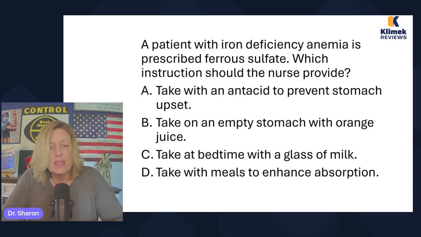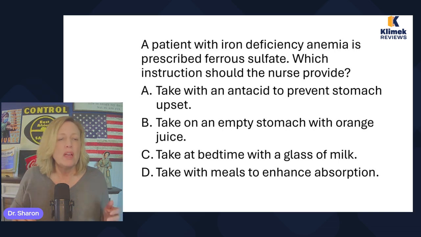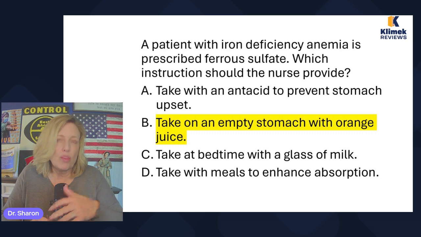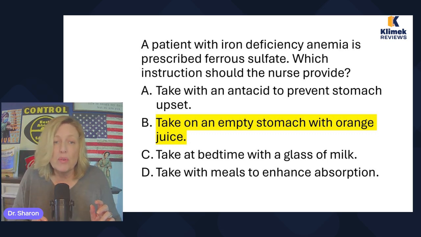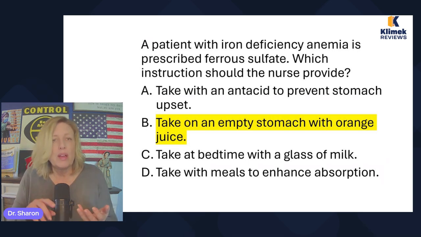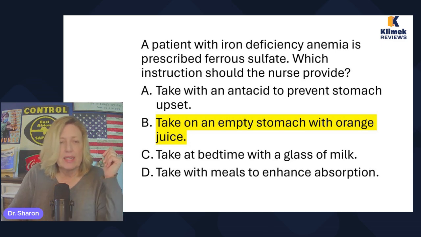Take with meals to enhance absorption. So I don't mind taking it with meals, but taking it with meals does not enhance absorption. So the best thing for iron is to take it on an empty stomach with orange juice. You don't have to take it on an empty stomach with orange juice. You can take it with meals if it really bothers your stomach, but you shouldn't be taking it with milk. And I would never take any pills with an antacid.